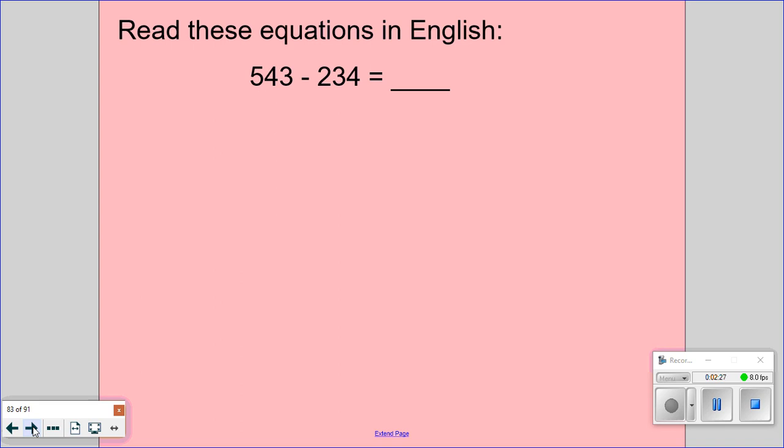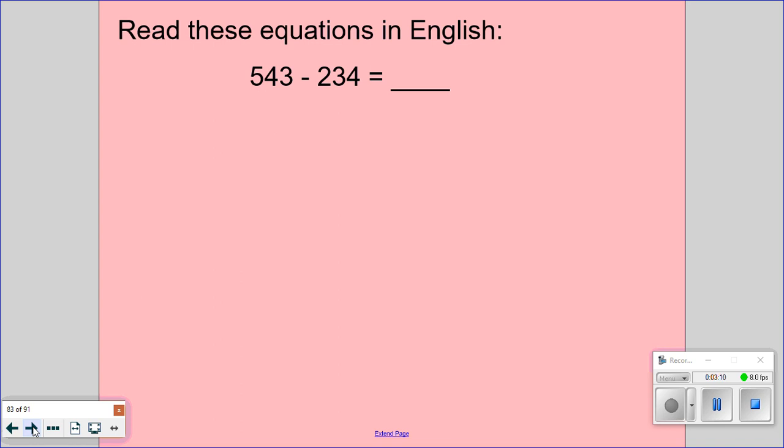Could someone read this using takeaway in the translation? Go for it, Bryson. 543 take away 234 equals. Not equals. What do we know that equal sign means? Jalen, you want to help him out? Say it. What does that equal sign mean? Yeah. The same value as. Same value as, Bryson. Keep going. Same value as sponsor. Beautiful.